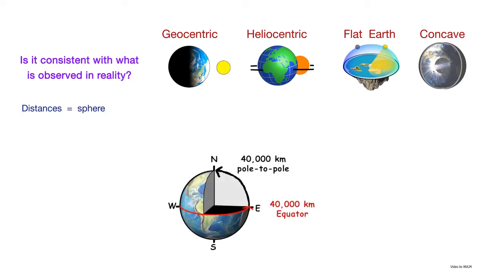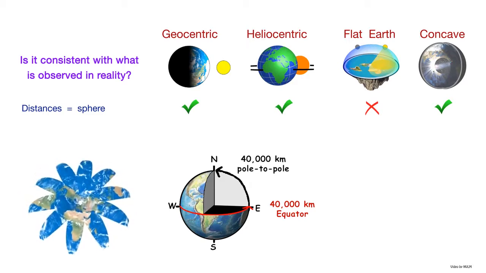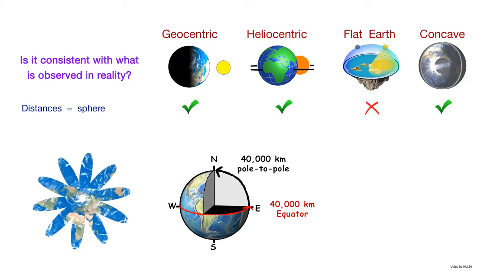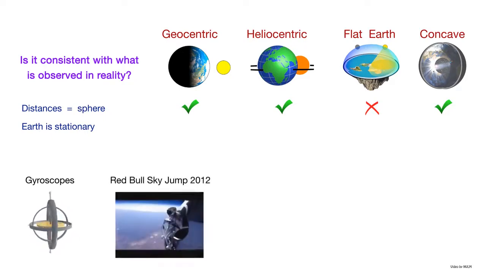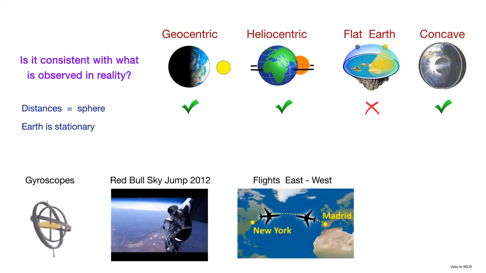The Earth's known distances can only fit a three-dimensional sphere. They physically do not fit a two-dimensional flat Earth map. There is plenty of evidence that the Earth is not rotating on its axis and is stationary.